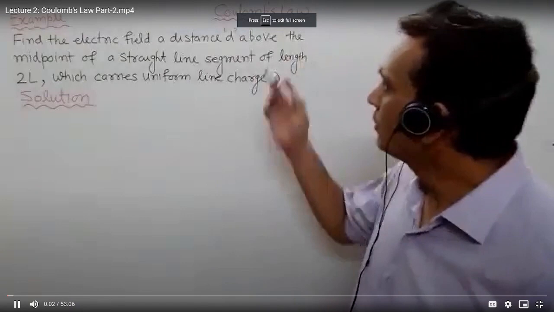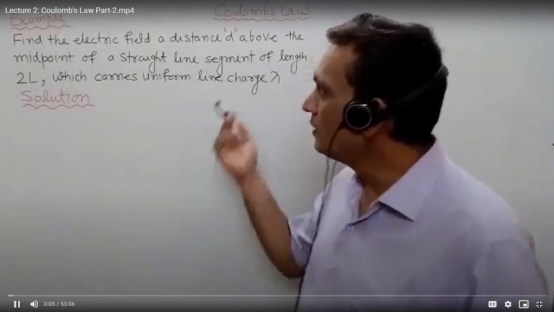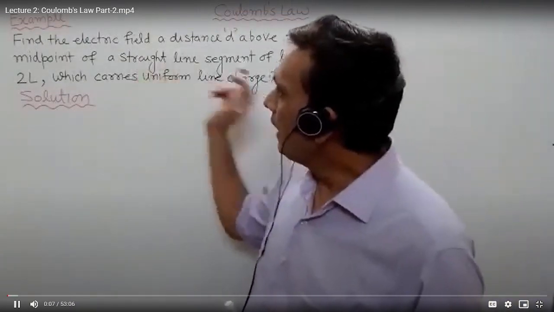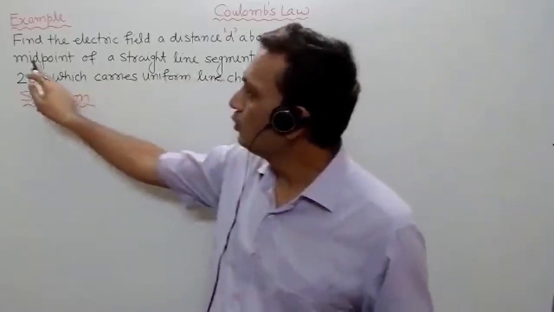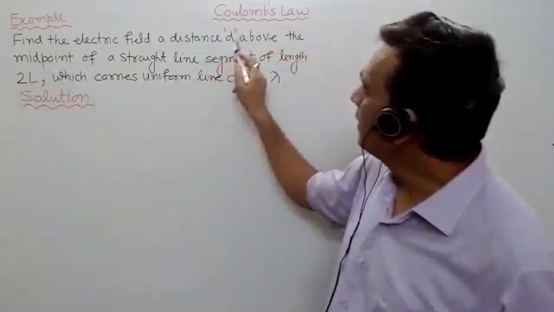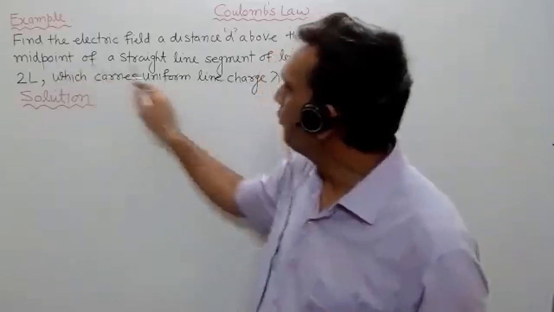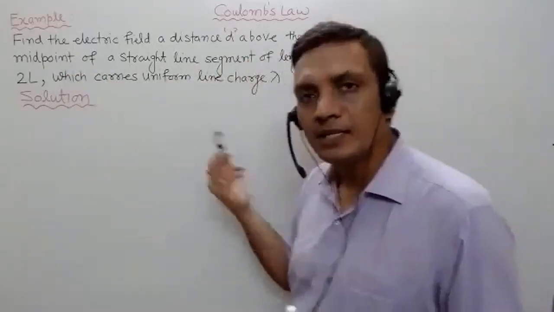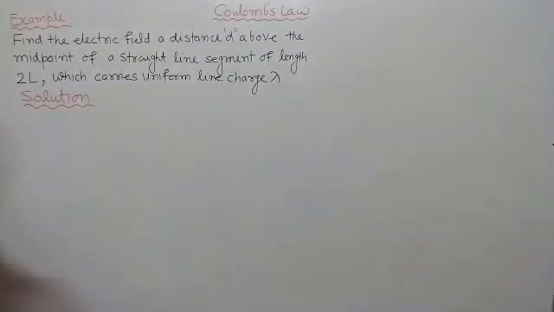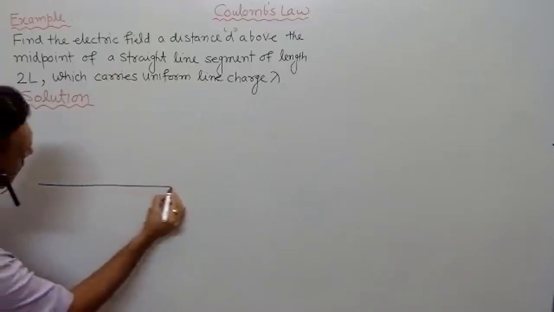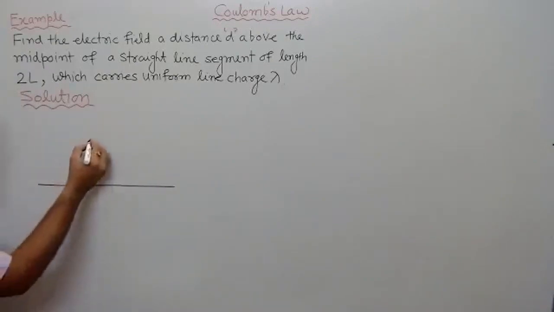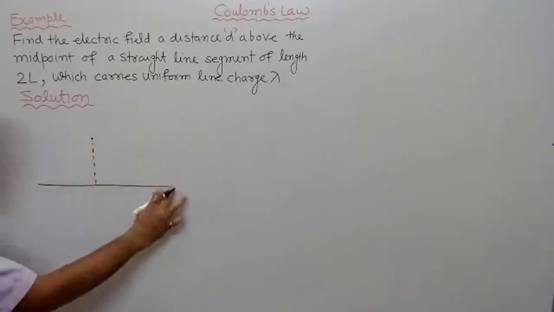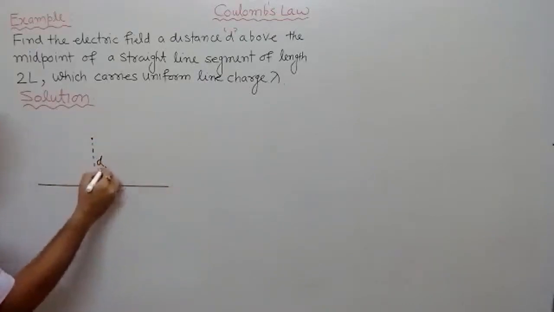Let us see examples on continuous charge distribution. In this example, you have to find the electric field due to a wire of length 2L, d distance above the midpoint of the straight wire, and charge per unit length lambda is given. So you have a wire of length 2L, and you have to find the electric field d distance away.